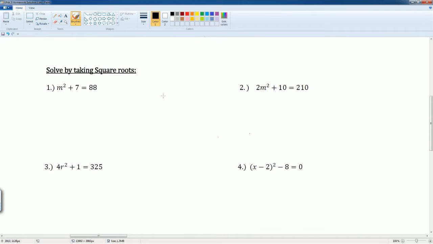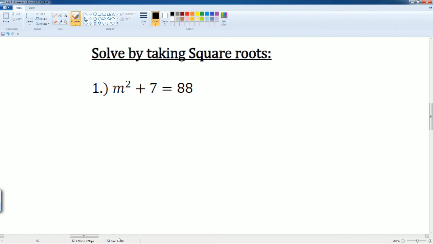This is taking the square root. We're doing the bottom part here, why it asks us to solve by taking the square root. Here, we're going to do a couple problems. I'm going to do 1, 2, and 3. Okay, let's look at the first one.